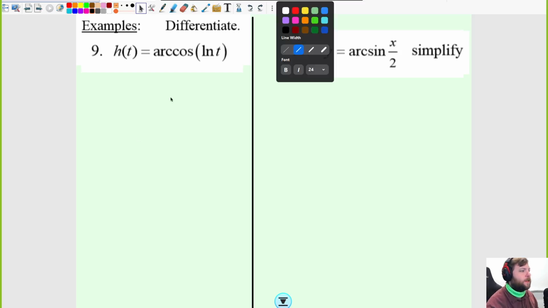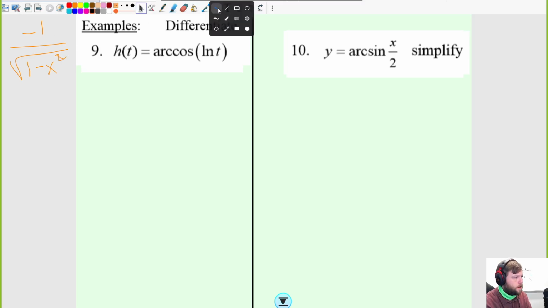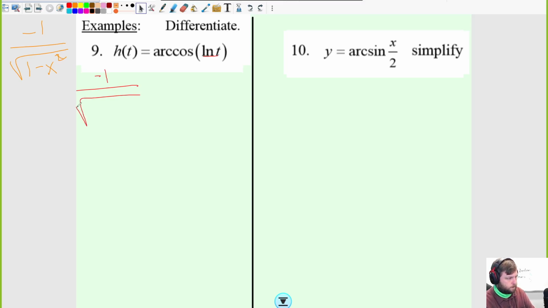All right, let's do this. Arccosine. The arccosine is the negative one, right? Sure. So the derivative of this would be negative 1 over square root of 1 minus (ln t) squared, times the derivative of ln t, which is 1 over t. Done.